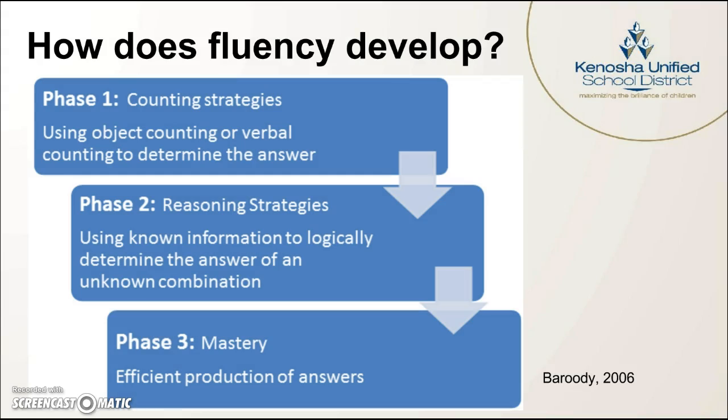So how does fluency develop? This comes from research by Arthur Baroody, which was published in 2006, and it consists of 3 phases. First phase in fluency development are counting strategies. In this phase, students move from counting all to being able to count on or count back to solve problems.